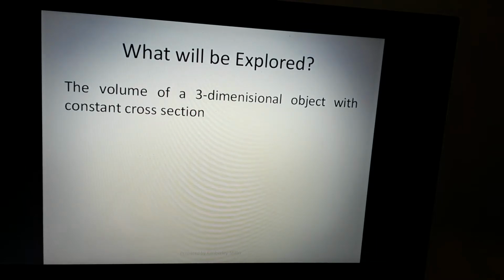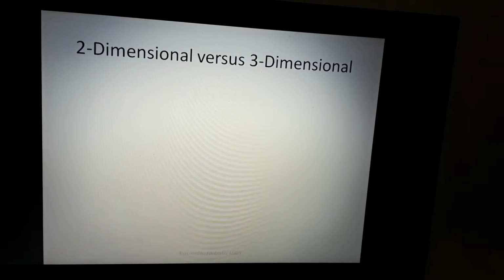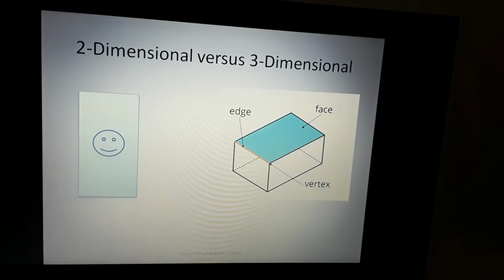The volume of a three-dimensional object with a constant cross-section will be explored in this presentation. There are two items on a desk. One is a paper with a drawing on it, and the other is a cardboard box. Now that drawing on the paper is a two-dimensional figure, and that cardboard box is a 3D object or a solid.